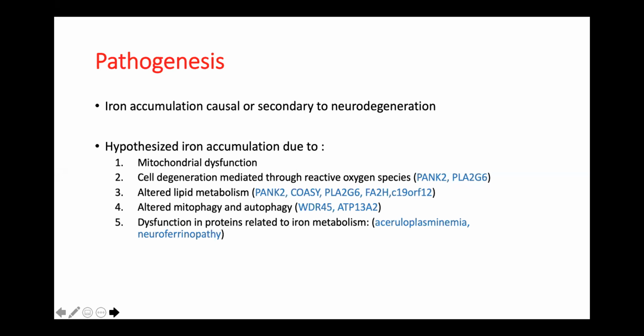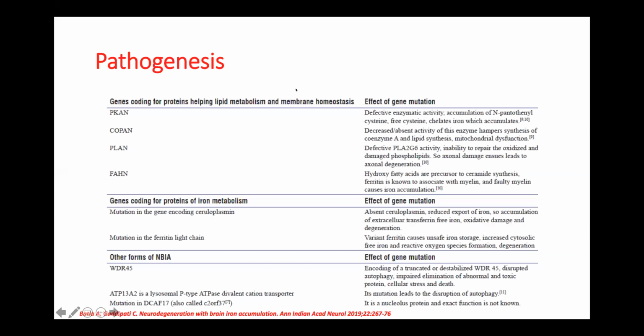Although the ultimate problem seen on imaging is iron deposition, the etiology, how the iron reaches the basal ganglia complex, is quite different. There is a detailed list of gene coding and their mechanisms. I'm not going to go through the details of this. This has been well written in a recent paper in Annals of Indian Academy of Neurology in 2019. So this reference will be shared with you.